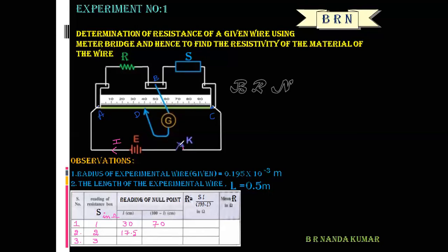The jockey is gradually moved on the bridge wire until the galvanometer shows null deflection, when the key is closed and suitable resistance is unplugged from the standard resistance box. So after that, the jockey is gradually moved on the meter bridge wire until we get null deflection in the galvanometer. So in this case, the balancing length is 12.5 centimeter.